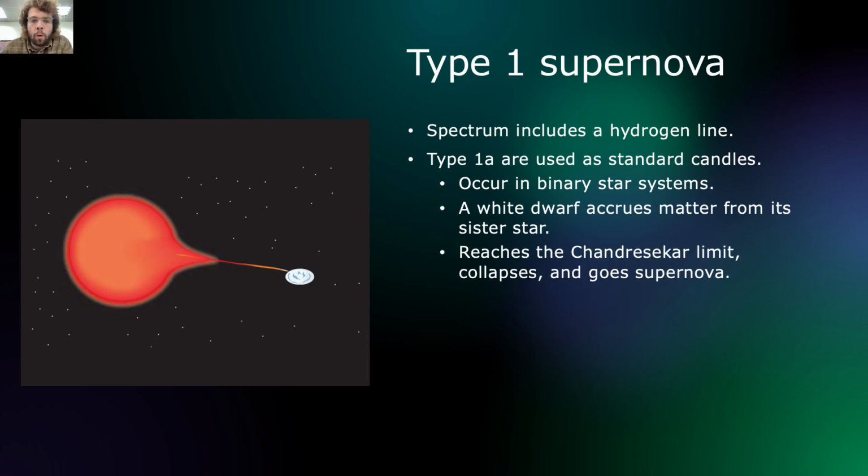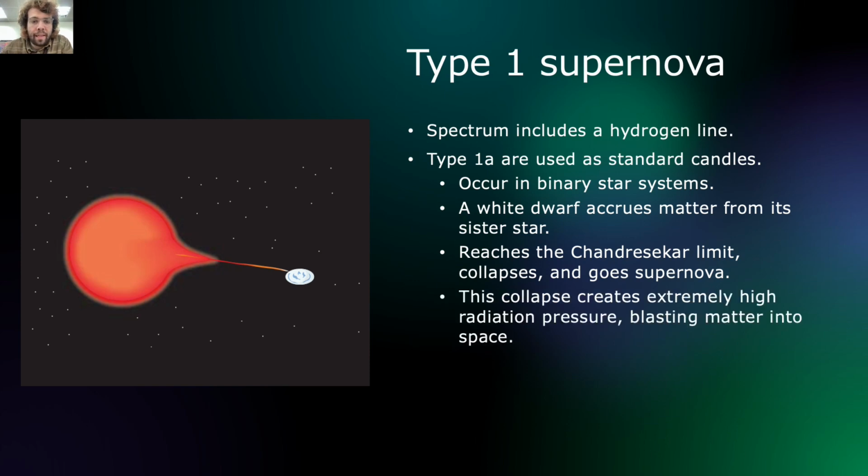It builds up more and more matter, and eventually the mass reaches the Chandrasekhar limit. It collapses and then goes supernova. And this collapse creates extremely high radiation pressure. And this extremely high radiation pressure then blasts the matter of the star out into space. And it has a luminosity of 10 to the 10 times greater than the sun.